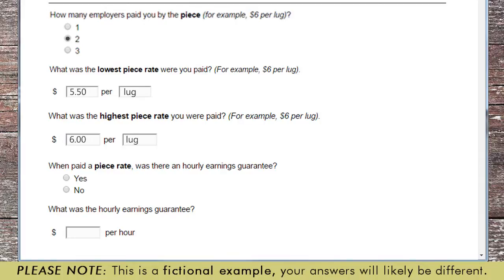The last part of the question covers hourly earnings guaranteed. Hourly guaranteed earnings means that regardless of how much I picked, I was guaranteed a minimum hourly wage. At the farm I worked, I was guaranteed $12.69 an hour, so I would respond $12.69.